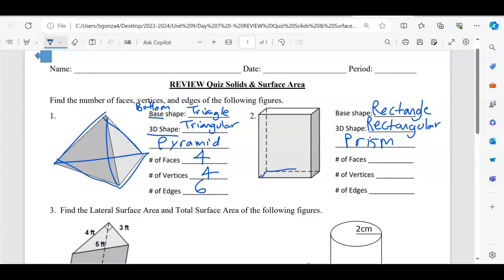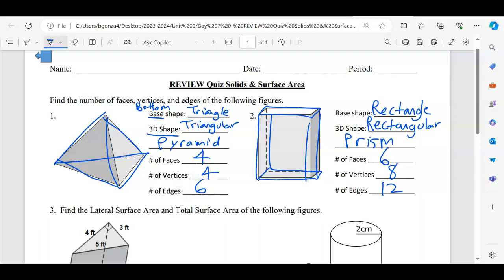Cool. Number of faces. Now, you have the bottom one and the top one, and then you have all 4 sides. 1, 2, 3, 4. So the 2 top and bottom plus the 4, that's 6 total faces. That includes the 2 bases. Vertices, 1, 2, 3, 4, 5, 6, 7, 8 corners. And edges, so we got 1, 2, 3, 4, 1, 2, 3, 4, 1, 2, 3, 4. That's a total of 12. All right. So you got to be able to count those things carefully. Cool.